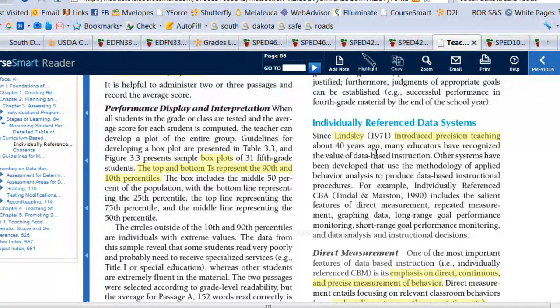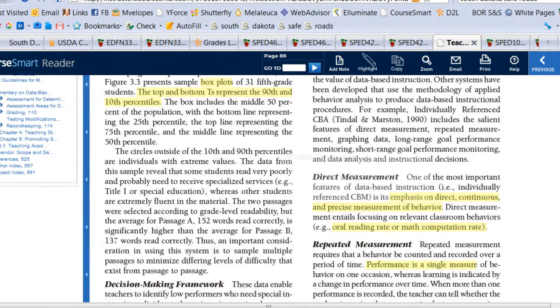Individual reference data systems. Oh, here I underlined Lindsley. There's a question on the test about that. Who introduced precision teaching? Lindsley. Remember that name. Okay. Many educators have recognized the value of data-based instruction. So that's what that's about. And a lot of systems have data.